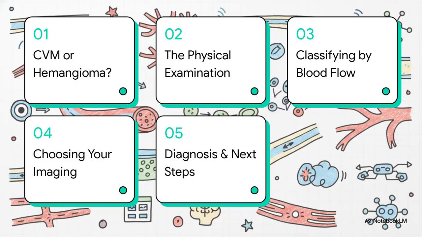So here's how we're going to tackle this. We're going to use what I like to call a diagnostic funnel. We'll start broad, asking, is it a CVM or the much more common infantile hemangioma? From there, we'll get more specific with the physical exam, we'll classify it by blood flow, pick the right imaging, and then finally, we'll put all the pieces together.